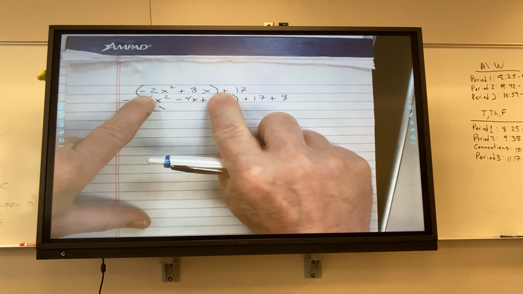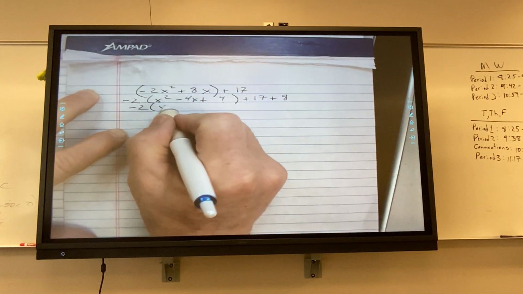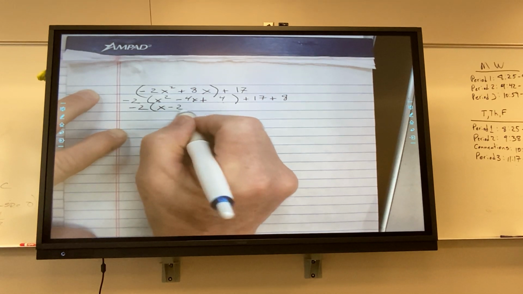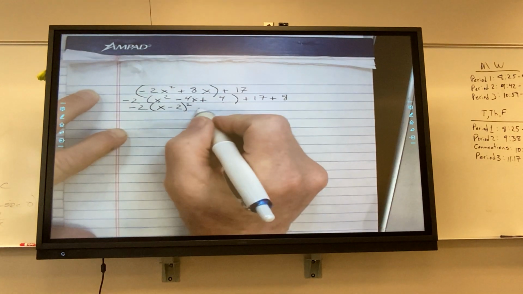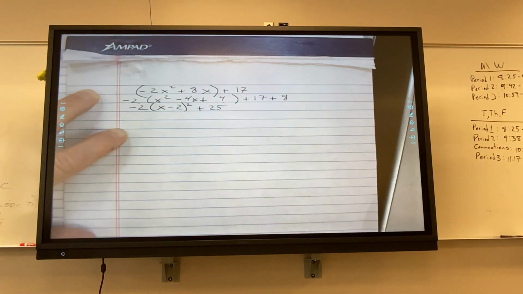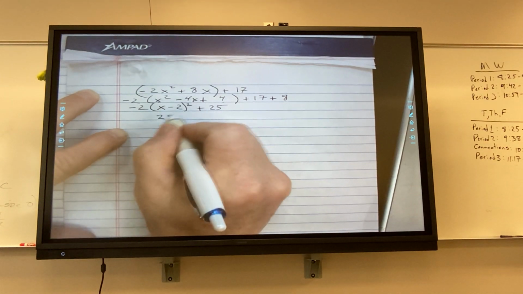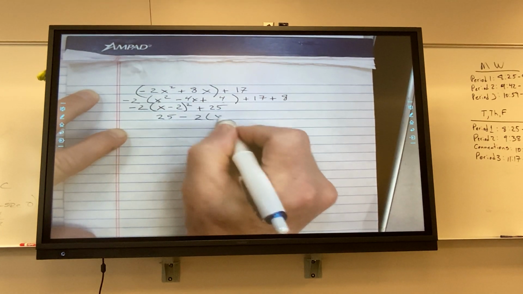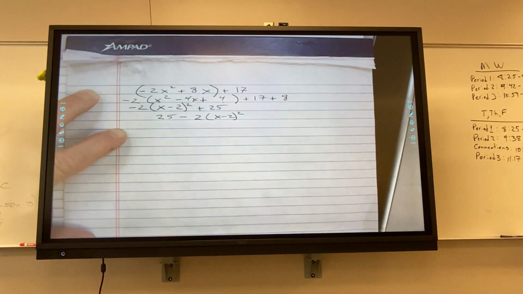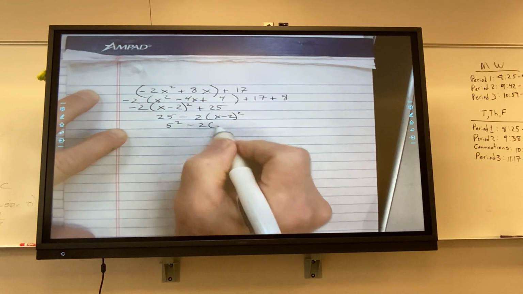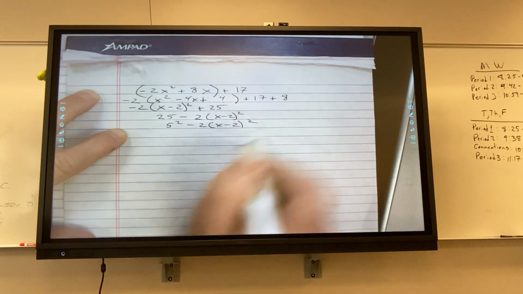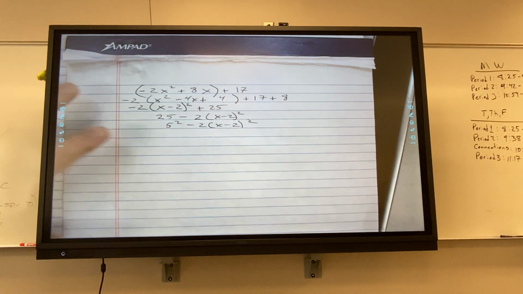Okay? So I'm going to get x minus 2 squared. Would you agree? Plus 25. Would you agree? And I could write this as 25 minus 2 parentheses x minus 2 squared. Would you agree with that? I can even go further, Audrey. I could write this. Correct? All right. Everybody okay with that algebra?